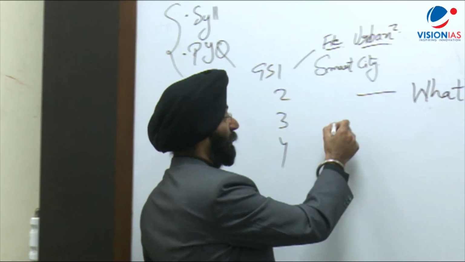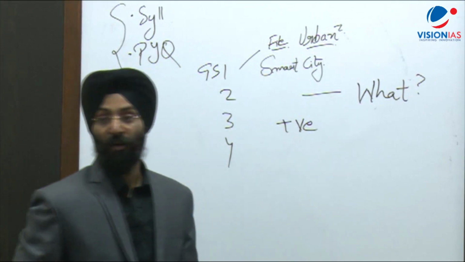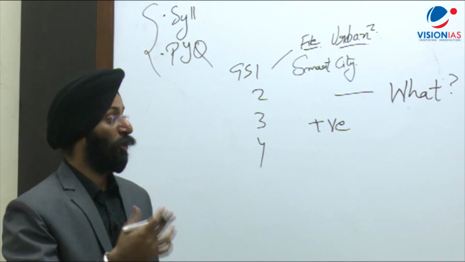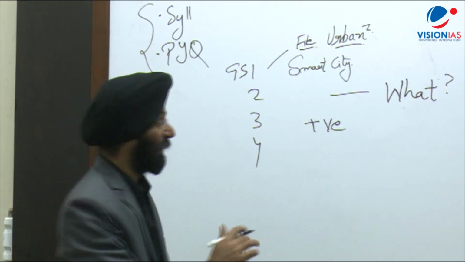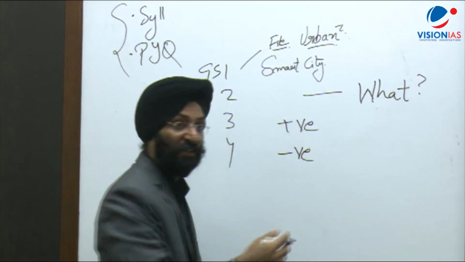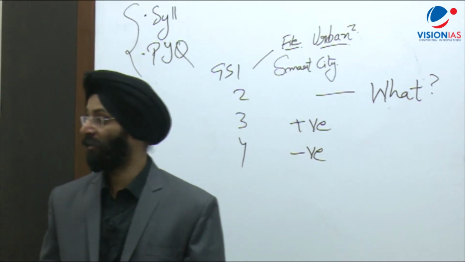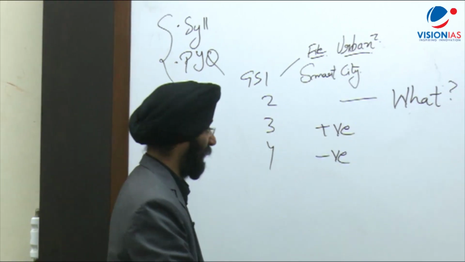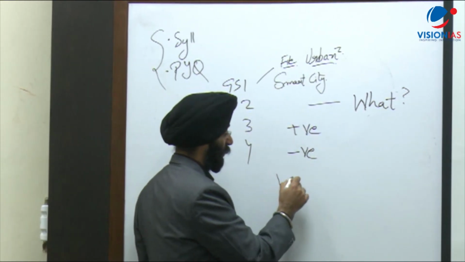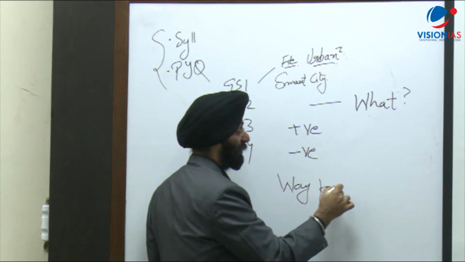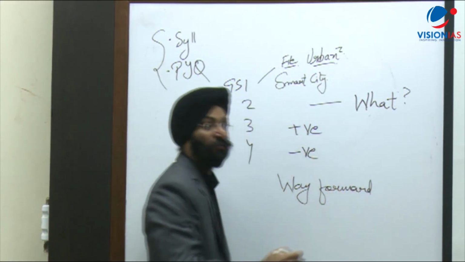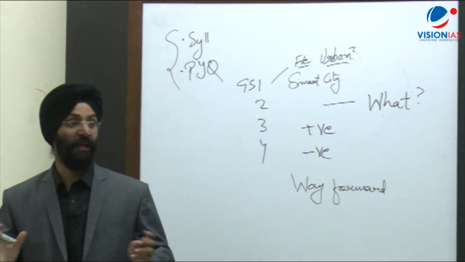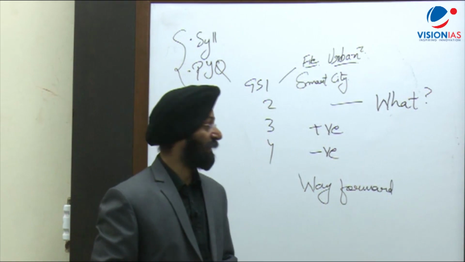Then what comes? Positives, how the smart city will help. It will help in planned urbanization, good governance, all those things, helping entrepreneurs, setting up businesses. Positives will come. Then negatives. Negative means challenges. What are the challenges? Funding is the first issue, where will the money come from? Land acquisition, all those things will come. Then lastly, way forward, what should be done? How should the smart city proceed? It should be inclusive. It should not become islands of rich people living in gated colonies. All right, like this. Then what else?